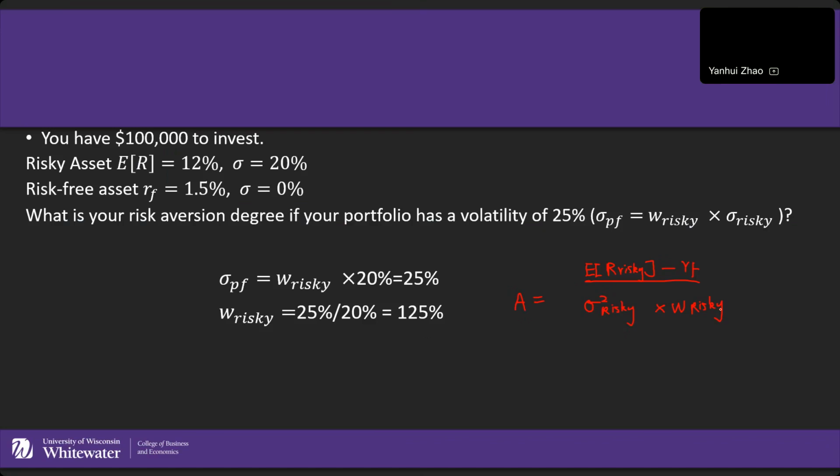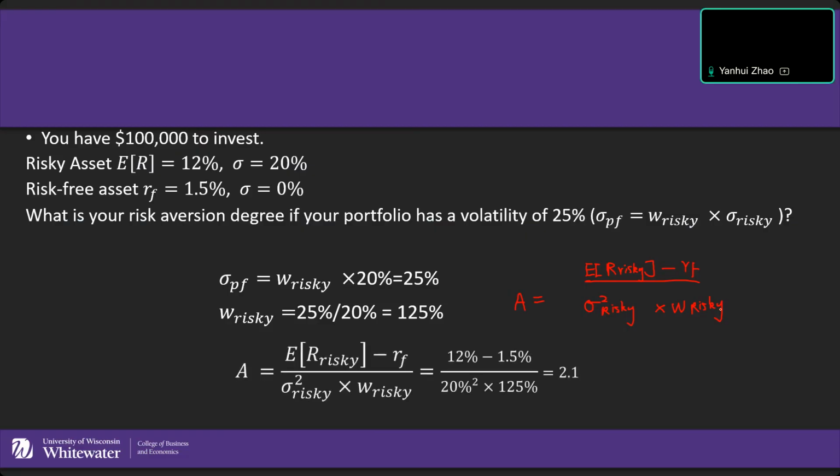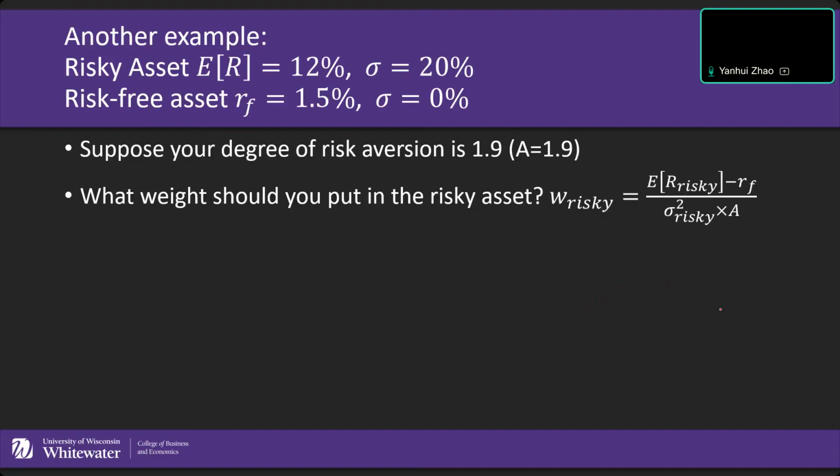The answer is 2.1. Okay, thank you very much. So how many of you get this 2.1? Okay, so next one: if your degree of risk aversion is 1.9, what will be the weight on risky asset? Should I call another name?